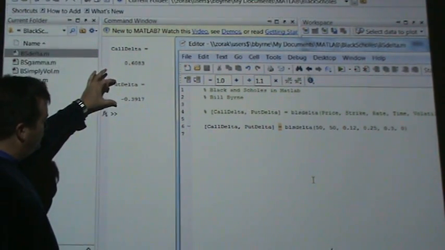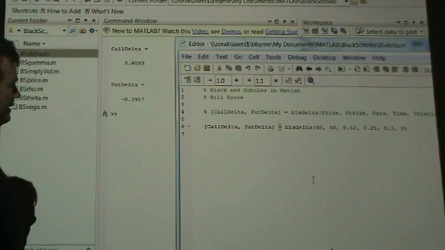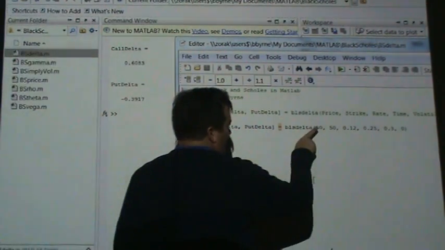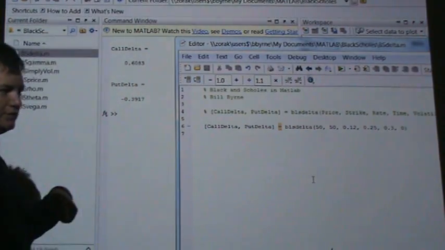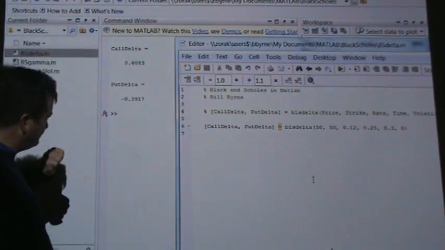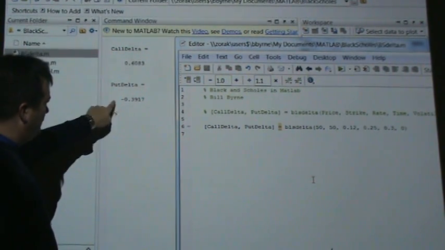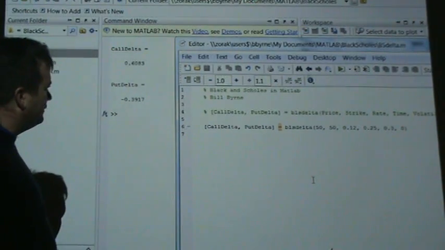A put's delta, why is it negative? Well, a put's delta is basically saying if the stock price started going up, that's going to hurt the put buyer. The put wants the stock to go down, so of course it's going to be negative. And then if the stock price started going down, its value would increase, but it wouldn't increase as much as the stock price going up would hurt it.